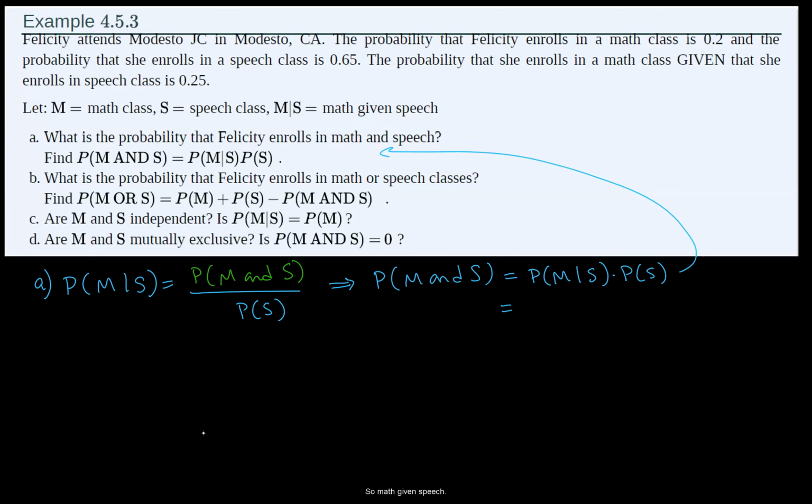So, math given speech is 0.25. Speech is 0.65. And if we multiply those together, we end up with 0.1625.